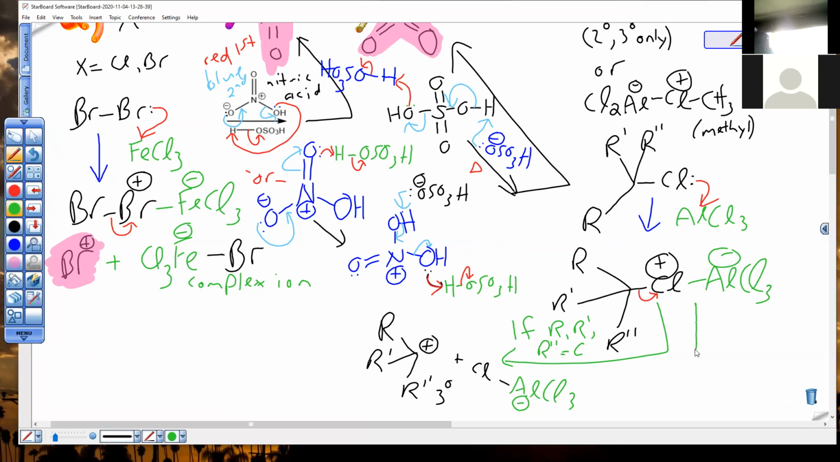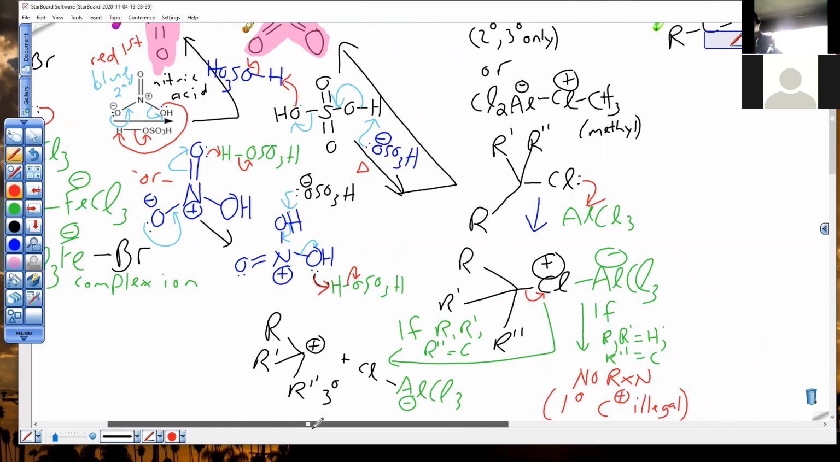Now, if R prime equals H and R double prime equals C, here's your result. No reaction. Primary C plus is illegal. That's your reasoning. And that would be a primary carbon if it had only one carbon attached.